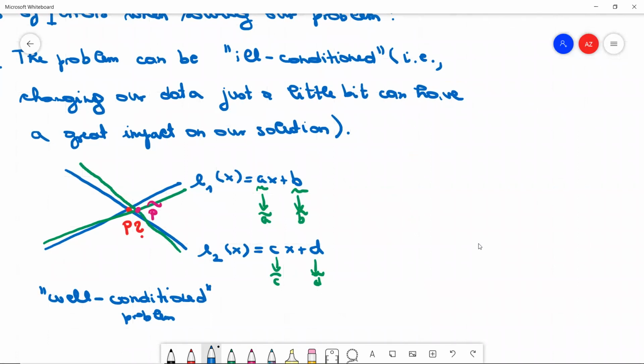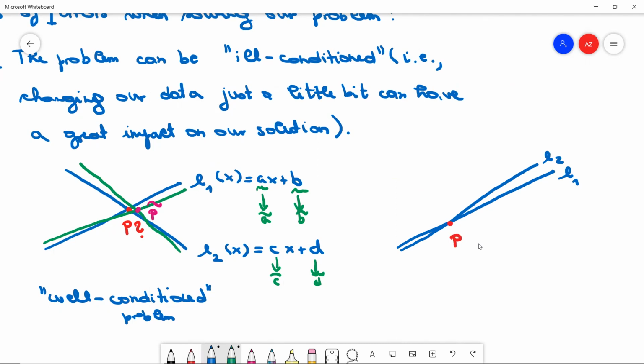But the other case is if we have two lines which are almost parallel, and we are solving the same problem. We are searching for the intersection of two lines which are almost parallel. So let's say that this is L1, this is L2. On my picture they are not almost parallel, but they should be. You can try to draw a better picture in your notes. So this is L1, this is L2, and let's say that this is the intersection.